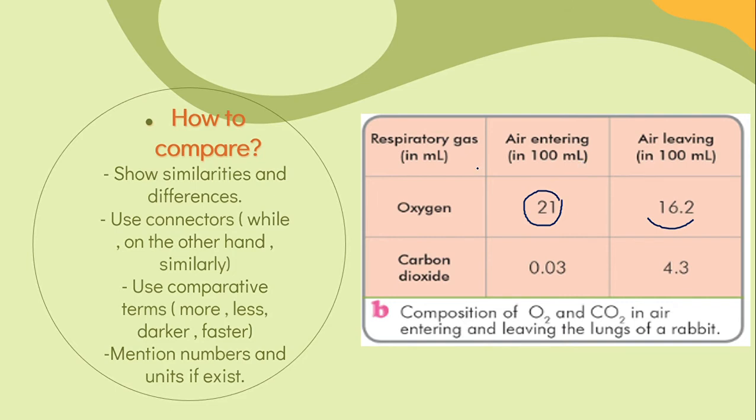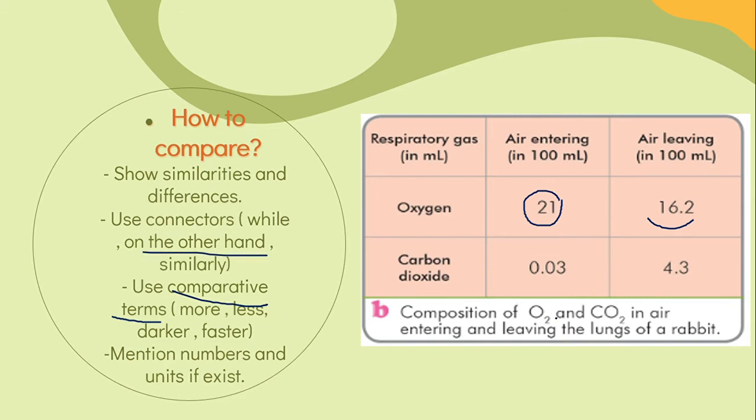So let's start. We will say the composition of oxygen in air entering the lungs of a rabbit is 21 milliliter, which is greater than that in air leaving the lungs of a rabbit, which is 16.2 milliliter. So I mentioned both values and I compared between them using my comparative terms like greater than. However, or on the other hand, as I told you, we need to use connectors.